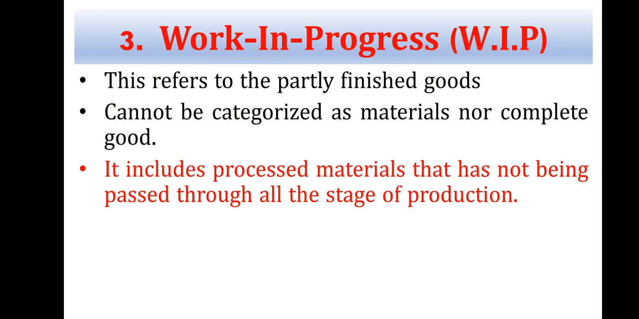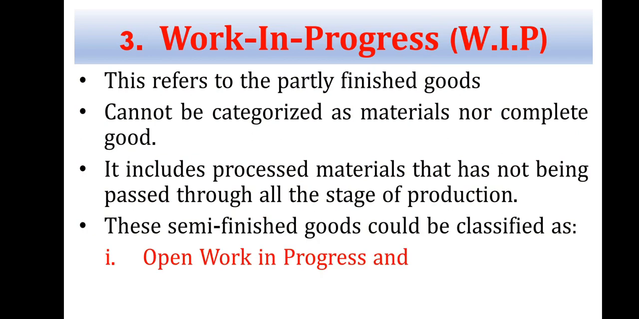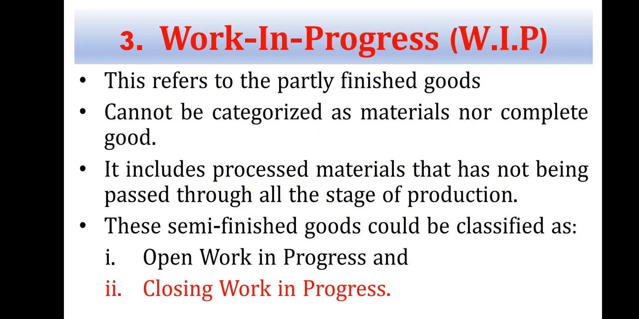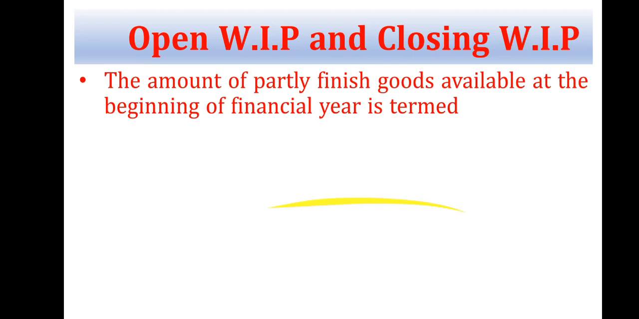And it includes processed material that has not been passed through all the stages of production, just like I explained earlier. So this material we are talking about can be classified into two. We have opening work in progress and we have closing work in progress. What is the big difference between the two? If you are talking about opening work in progress, we are talking about the amount of partly finished goods that are available at the beginning of the financial year. That is on the 1st of January.